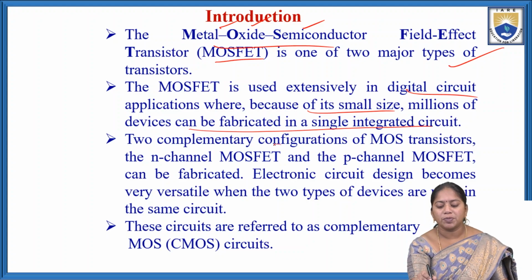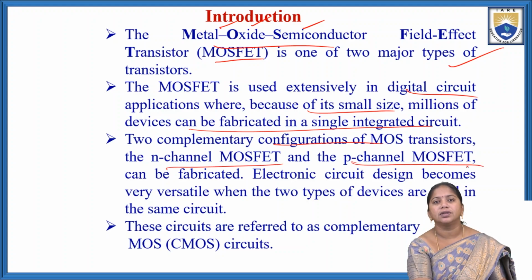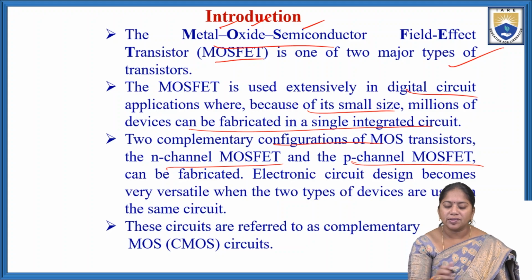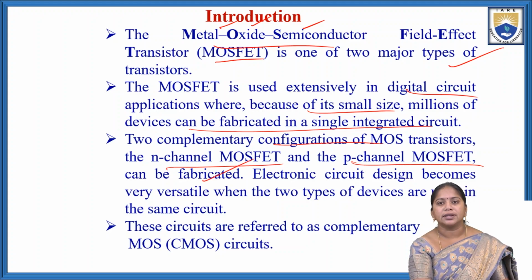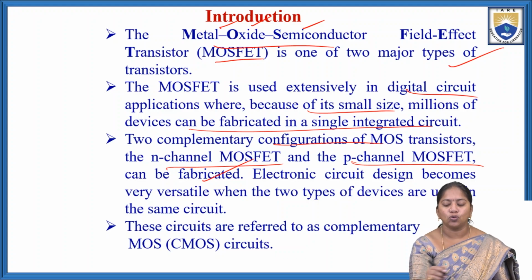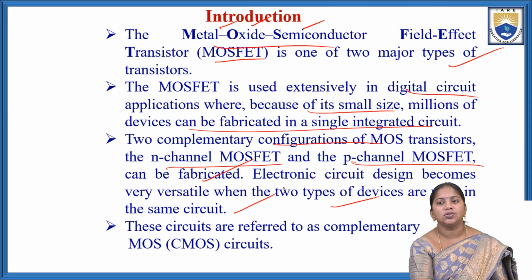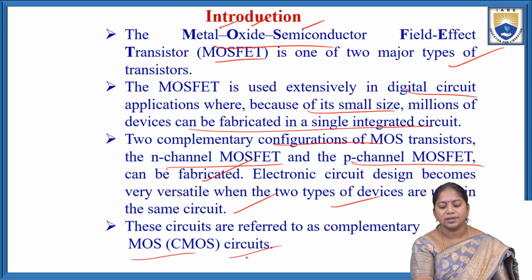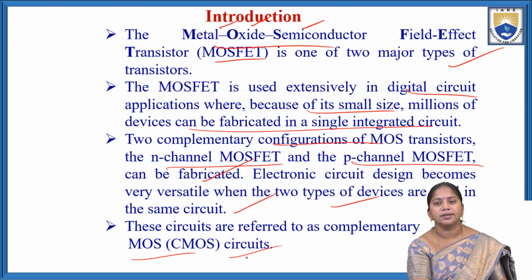The two complementary configurations of the MOS transistor are the N-channel MOSFET and the P-channel MOSFET. The first is the N-channel MOSFET and the second is the P-channel MOSFET. Electronic circuit design becomes very versatile when the two types of devices are used in the same circuit. These circuits are referred to as complementary MOS, simply called CMOS circuits.